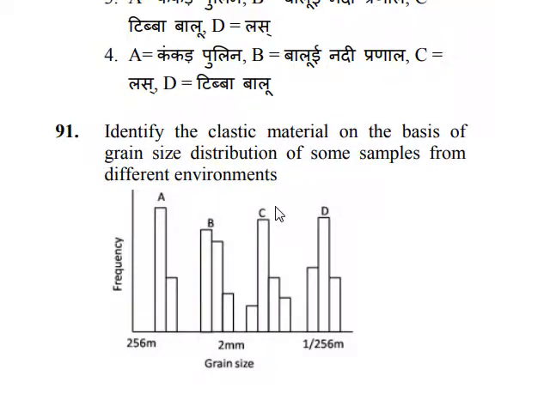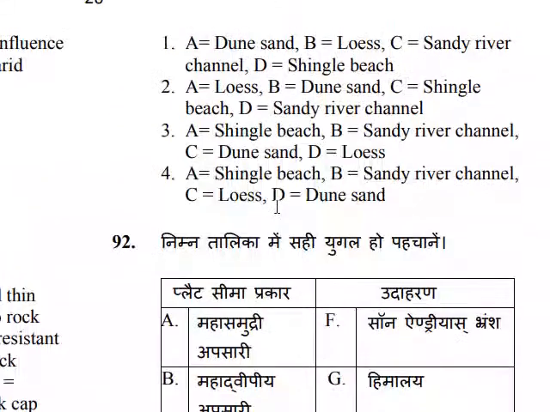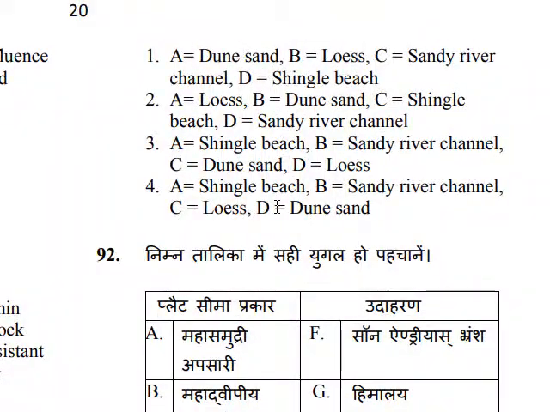Identify the clastic material on the basis of grain size distribution of some samples from different environments. You can see in 256 meter, 2 meter grain size and 1/256 grain meter. Okay, so here you see the option. So option 3 is the correct.